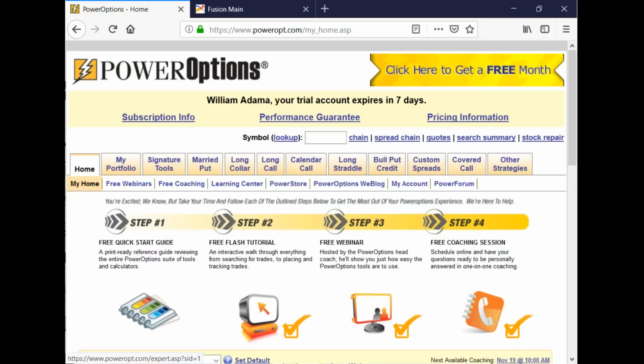So here we are at a basic 14-day free trial account. For those of you that are just getting started, I do encourage you to take advantage of the 4 steps that are listed here. The quick start guide. You can go through the various flash tutorials, and on most tools you'll see a help video section there.